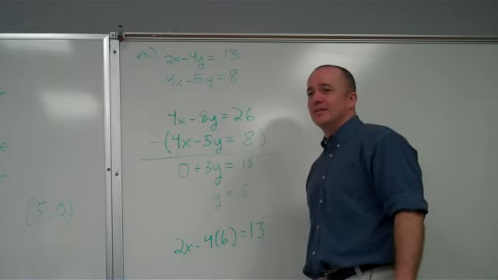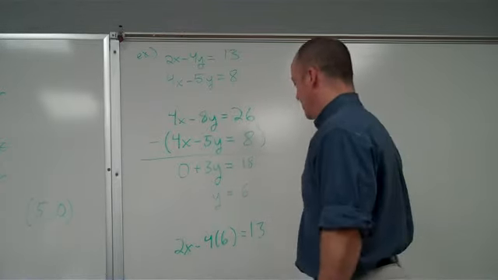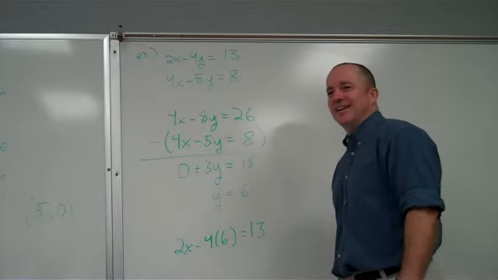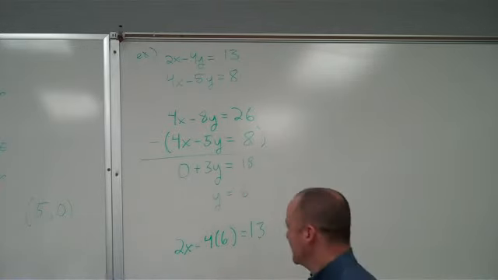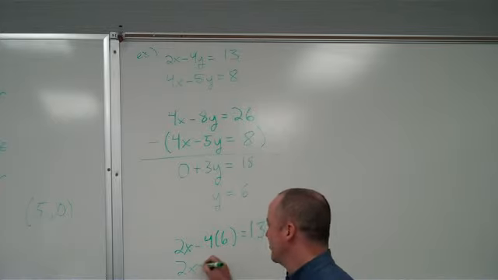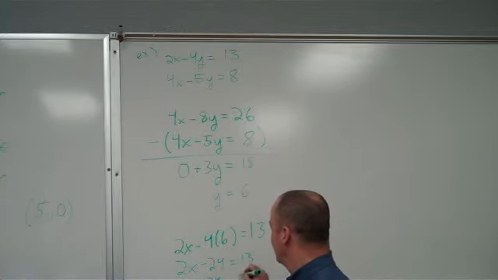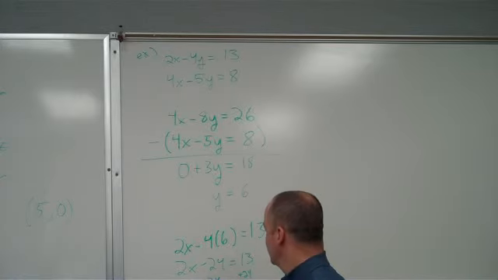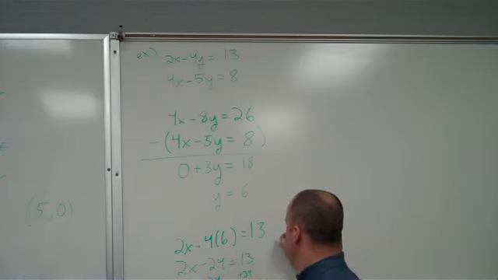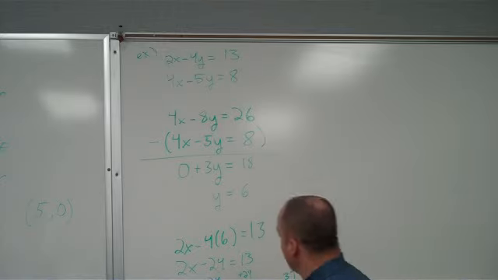It's not going to work. Well, no, wait. Let me try it. It's the same thing. 2x minus 24 equals 13. I add 24 to both sides, which is 37. It's going to be a fraction. So 2x equals 37. So x equals 37 over 2.